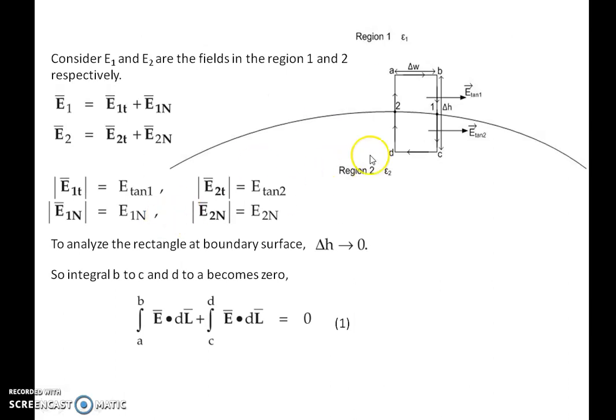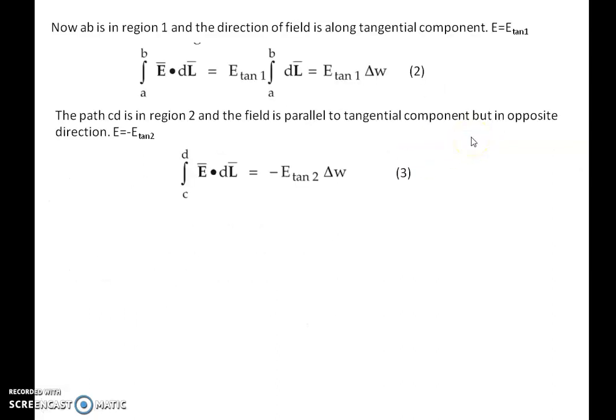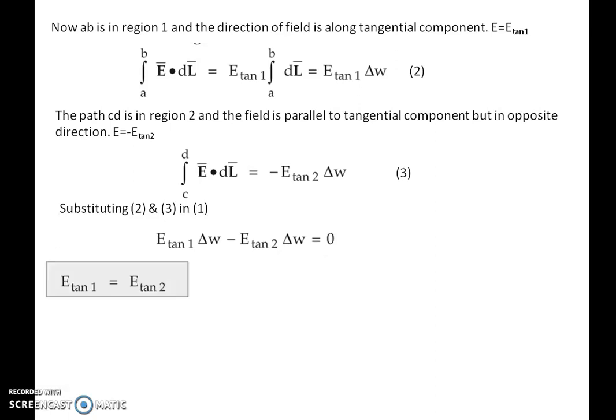Similarly, when you take the path from C to D, if you see the diagram here, the field along the path C to D is opposite to E tan 2. So we take the field at C to D as minus E tan 2, because it is in the opposite direction. That's why we are taking a negative value. We can write the C to D integral of E dot dl as minus E tan 2 delta W. So substituting equations 3 and 2 in 1, we get E tan 1 into delta W minus E tan 2 into delta W, which is equal to 0. Simplifying this, you get E tan 1 equal to E tan 2.